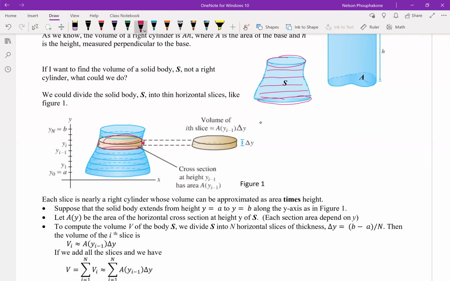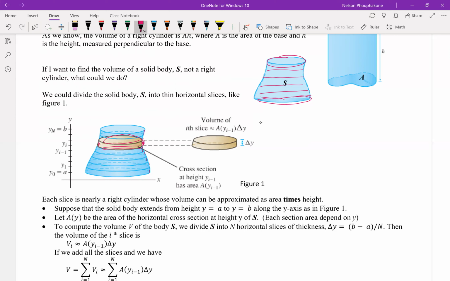Then after we slice it, what happens? We are going to add them together, slice by slice, to make the total solid. So this is the idea about this method right here. Then let us look at how we do it in math now.